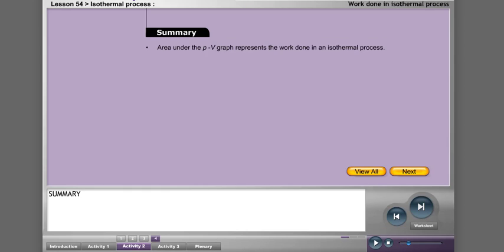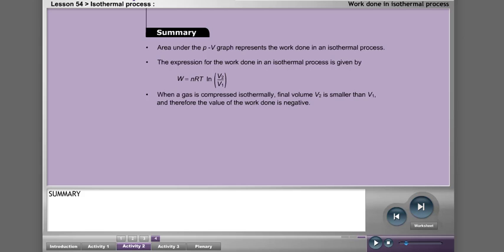Summary. Area under the PV graph represents the work done in an isothermal process. The expression for the work done in an isothermal process is given by W equals nRT times ln of V2 over V1. When a gas is compressed isothermally, final volume V2 is smaller than V1, and therefore the value of the work done is negative.